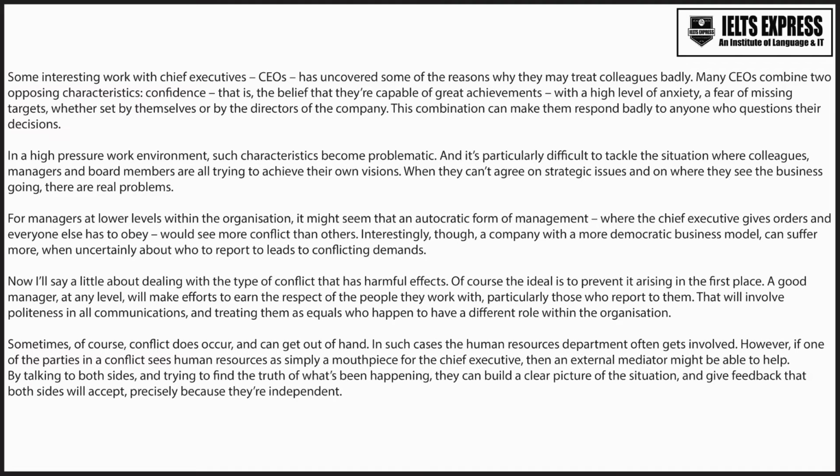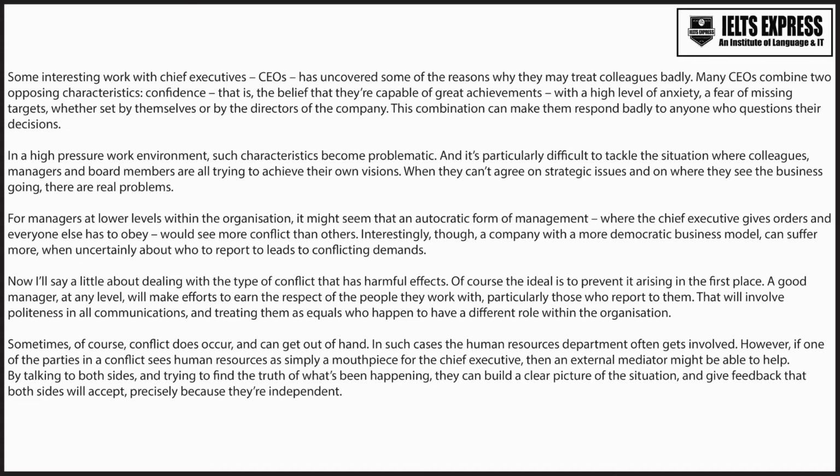In a high-pressure work environment, such characteristics become problematic, and it's particularly difficult to tackle the situation where colleagues, managers, and board members are all trying to achieve their own visions. When they can't agree on strategic issues and on where they see the business going, there are real problems.